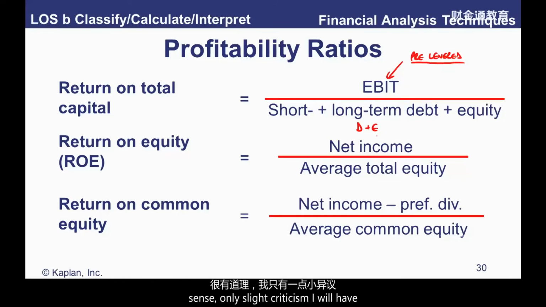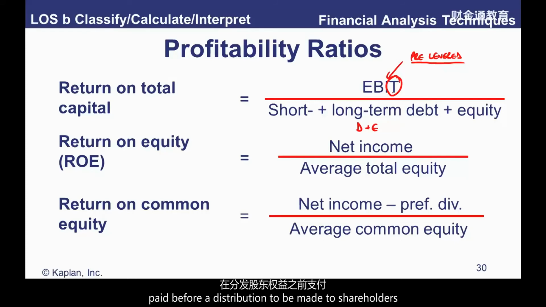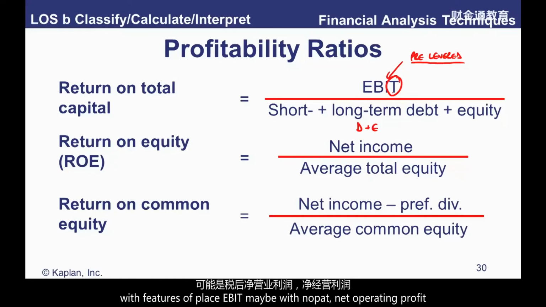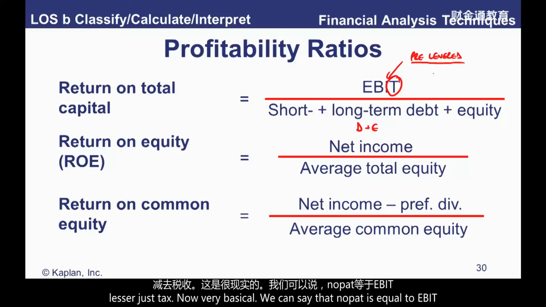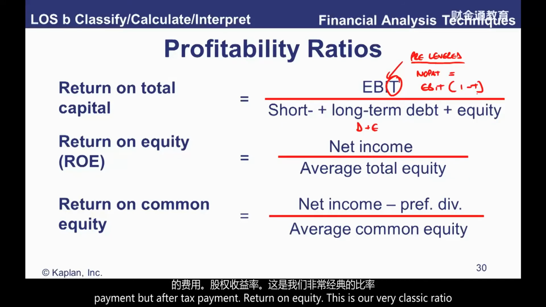Only slight criticism I would have with return on total capital is it's also before tax. And of course tax needs to be paid before any distributions can be made to shareholders. I think maybe an even better measure that we could look at would be to replace EBIT maybe with NOPAT, net operating profit less adjusted tax. Now very basically we can say that NOPAT is equal to our EBIT times 1 minus tax. So this essentially would be profit before interest payments but after tax payments.